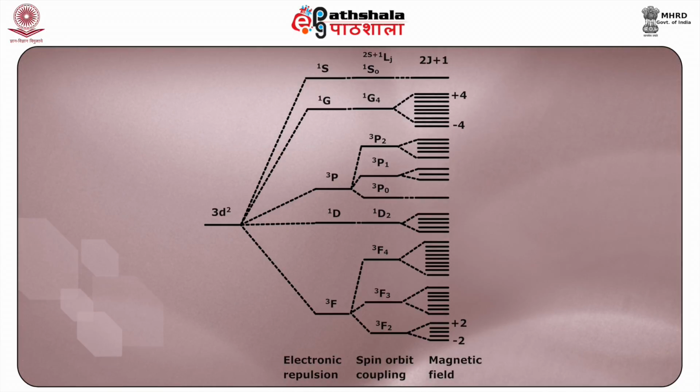For a particular system, the spin multiplicity is assigned according to the number of unpaired electrons. For example, if we talk about a d2 configurational system, the number of unpaired electrons is 2, so the spin multiplicity is either 1 or 3, depending on whether the electrons are paired or unpaired.